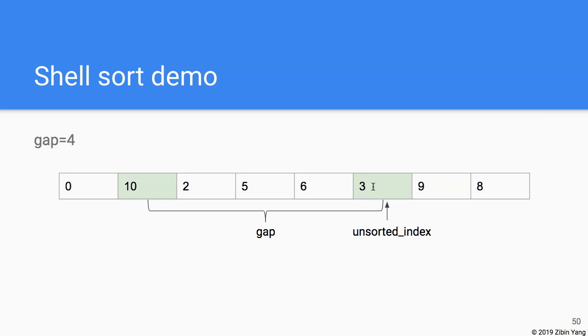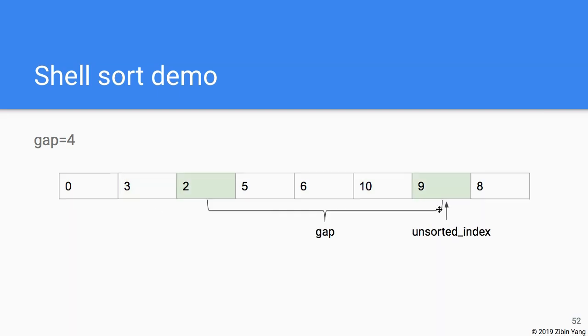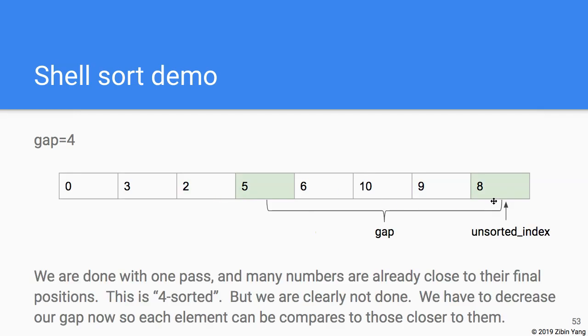Okay, now we're trying to sort 3, but the gap from 3 is 4 away, so we're trying to compare 3 with 10. And again, we have to swap them, so let's do that. And there it goes. 3 is in the right place now, so we keep moving. The next unsorted index would be 9 and 2, and for these two we don't have to swap them, so we move on. And then finally when we get to 8 and 5, well, we're done.